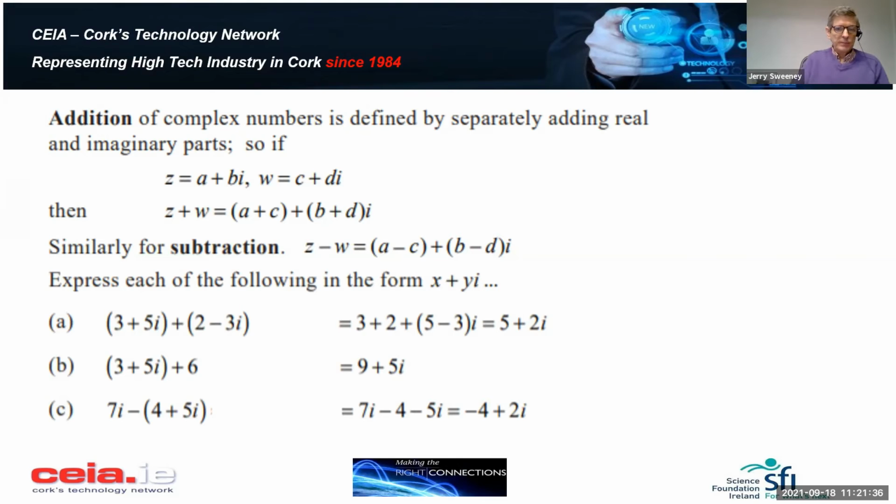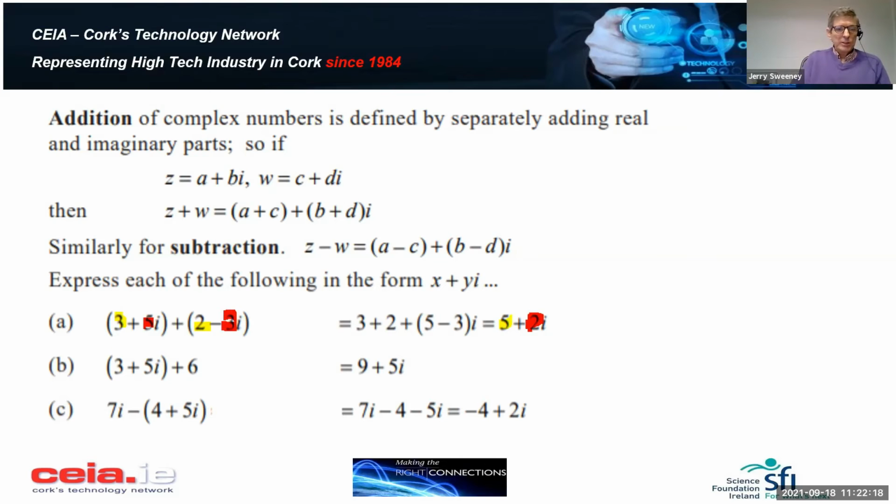So the real parts are added: 3 plus 2 is 5, and the imaginary parts are added. Admittedly, adding a minus number is the same as subtracting, so we get a plus 2. If we go 3 plus 5i plus 6, then adding the real parts, 3 plus 6 is 9, and the 5i remains unchanged.